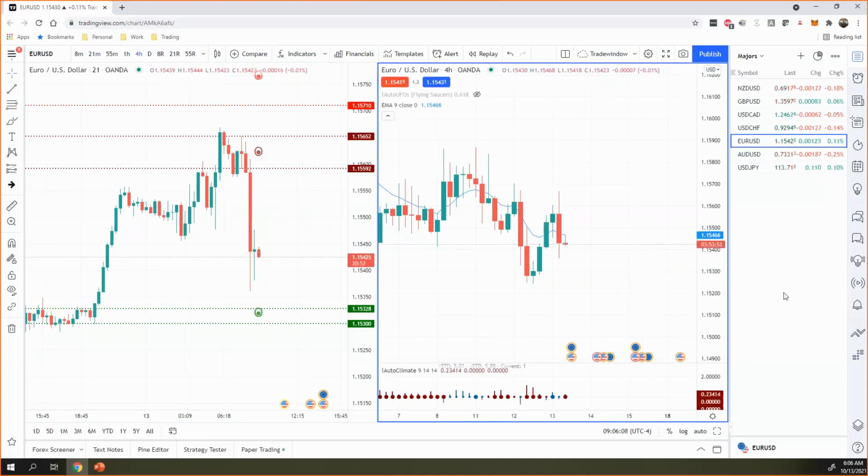that are packed with a bunch of other stuff in them, but what you see are just two indicators, which is this one down below here, the auto climate, all right, which this one is free for TradingView. So if you are interested, please let me know.